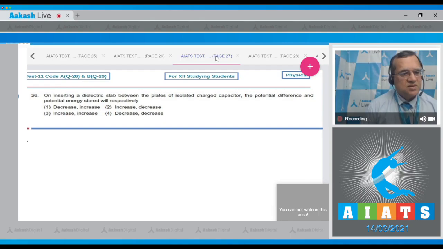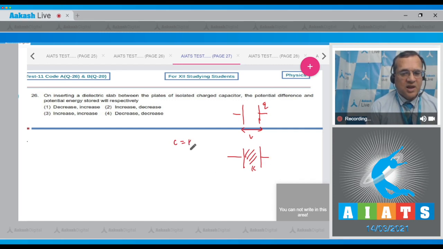Question number 26 is on inserting a dielectric slab between the plates of an isolated charged capacitor. The potential difference and potential energy stored will respectively... See, this was your capacitor which was having a certain amount of charge Q and it was given a potential of V. Now when you introduce the dielectric in between, then what happens? Its electrical capacity increases and becomes equal to K times the original capacity.